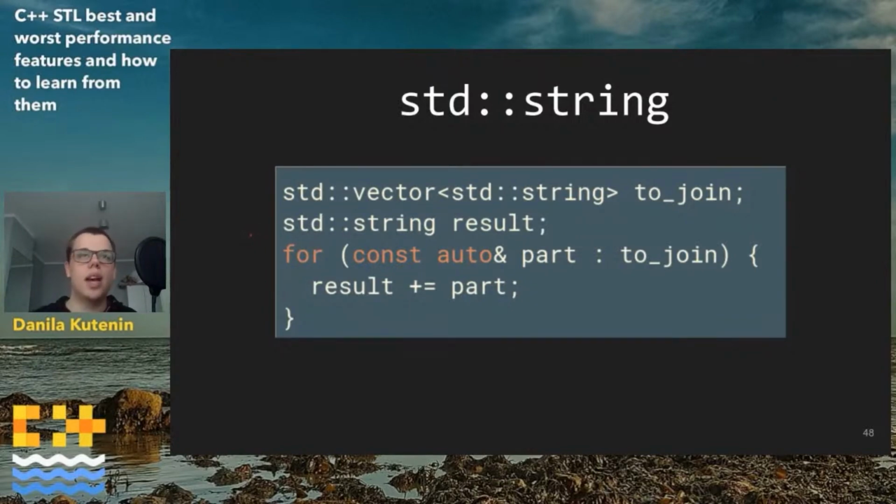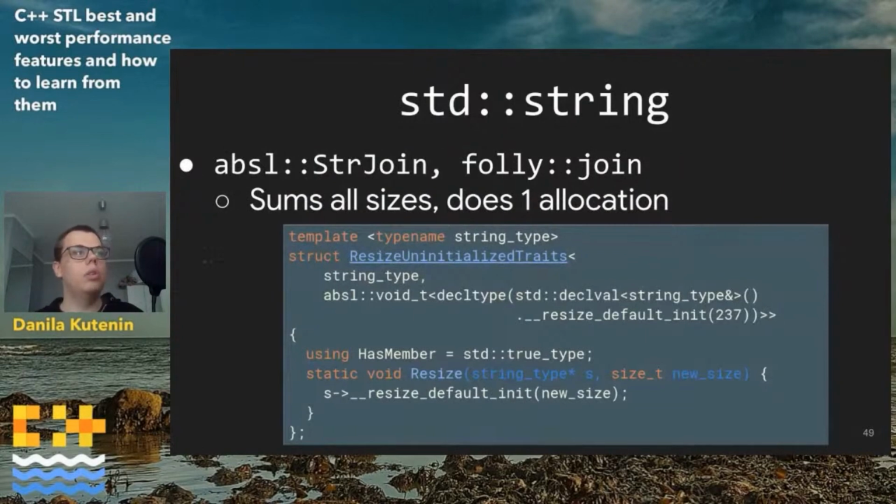You can basically resize the result with one number, the sum of the size of all parts, and then just copy all the data in this part. So standard string view is not only a tricky type, but also some operations with it. And as I know, all the libraries that I looked at have something like that, like EASTL string join. They sum all the sizes and do one allocation.